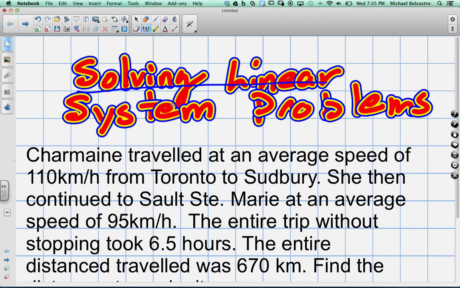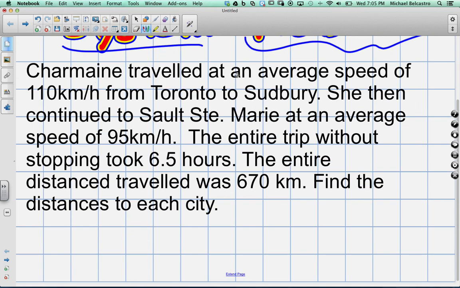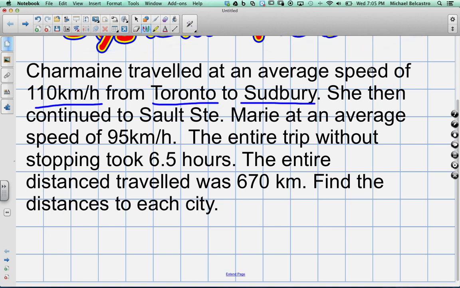We're going to look at solving linear systems in a problem-solving form. So we have this question here. It says, Charmaine traveled at an average speed of 110 kilometers an hour from Toronto to Sudbury. Usually when I read a word problem, I'll go through it once, and then the second time through, I'll highlight what's important.